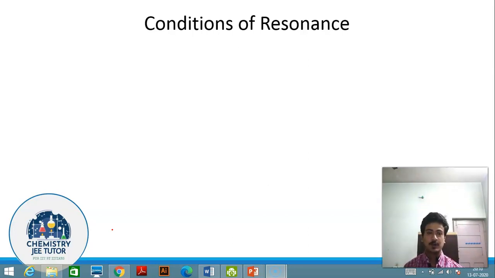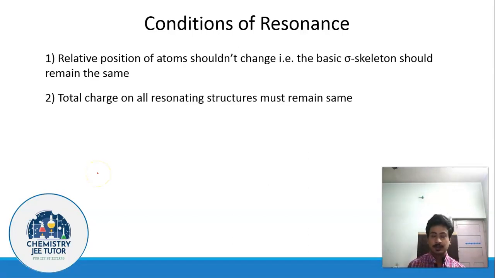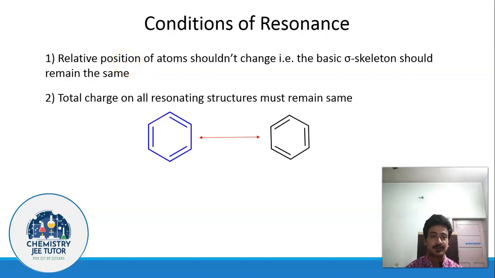So till now what we have learnt is the first condition of resonance is the relative position of the atom shouldn't change, that is the basic sigma skeleton should remain the same. In that context, I gave you the example of benzene in which you can see the number of sigma bonds here and here are the same, that is the basic sigma skeleton has remained the same.